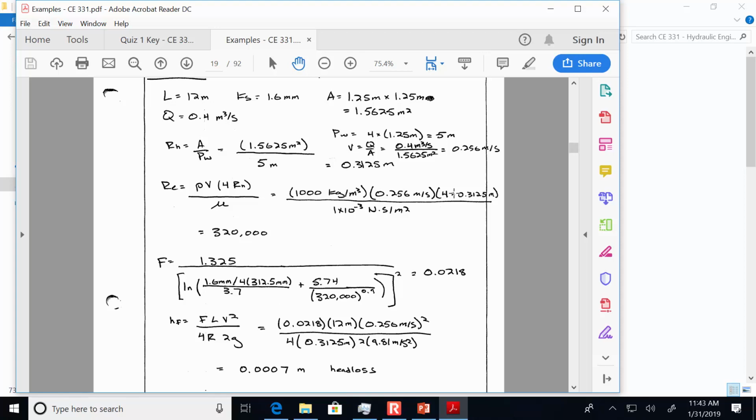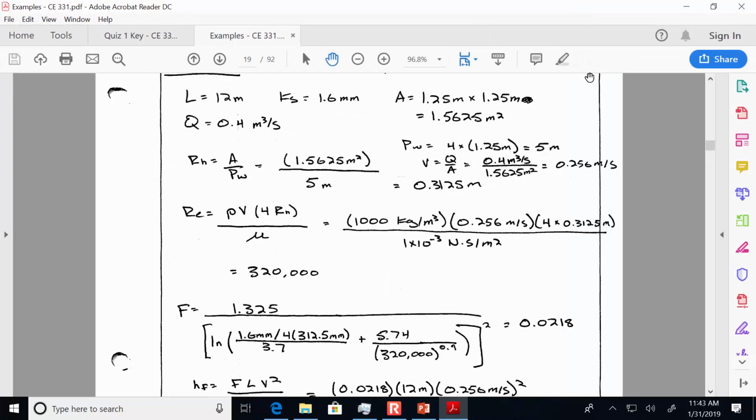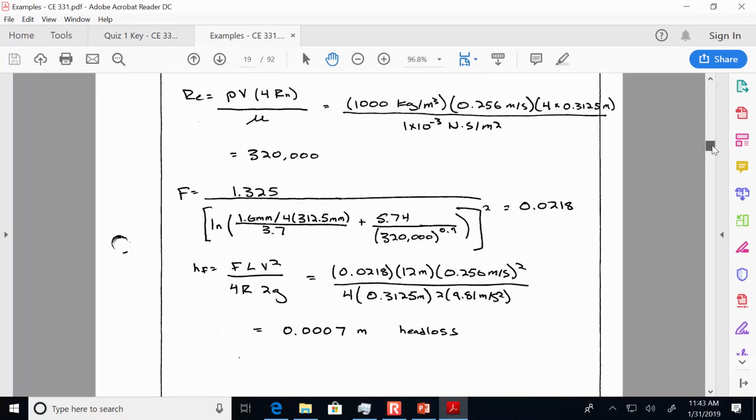Now that we've got that Reynolds number, we can make the substitution into the Jane equation. I've run out of space on the whiteboard, so let me bring up the projector again and I'll show you the solution there.